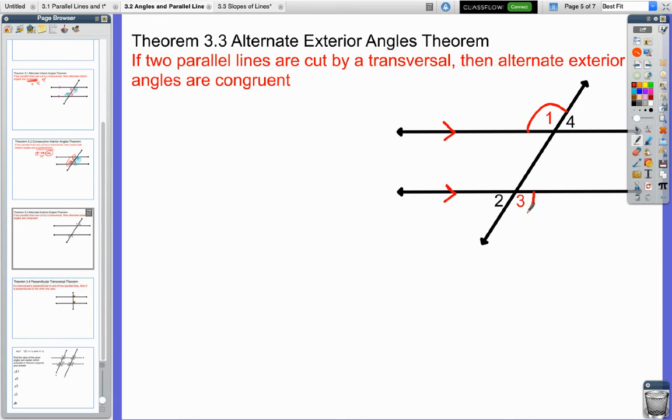Angle 1, angle 3, angle 2, and angle 4. Okay, those are congruent to each other. Congruent, that means they're equal to each other. I think that's the last one of these names that we talked about. All right, so hopefully that helps you see value when we start putting numbers with this.